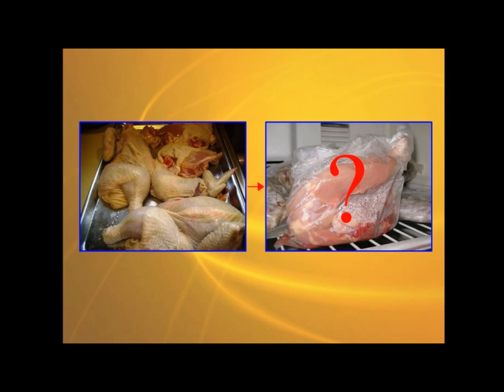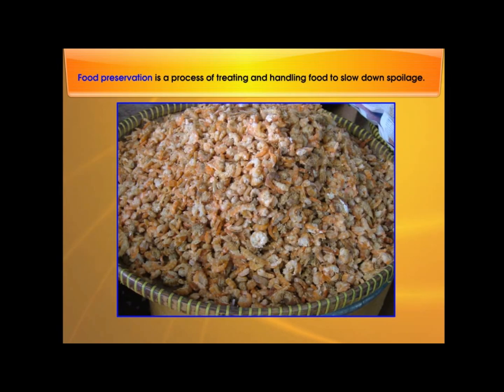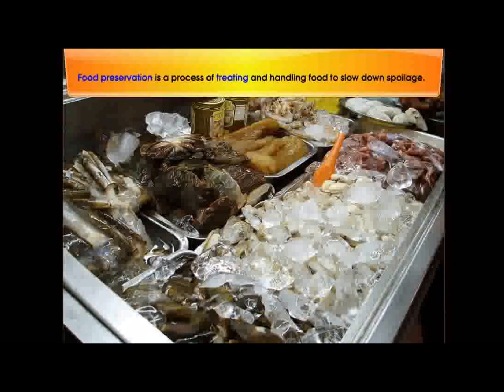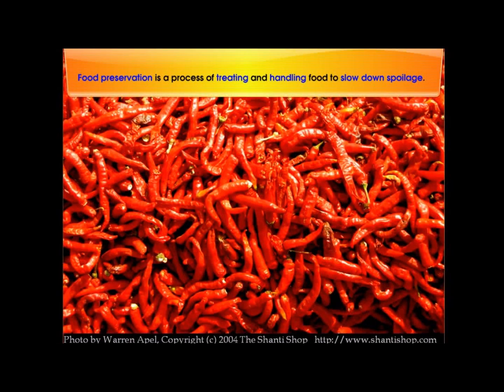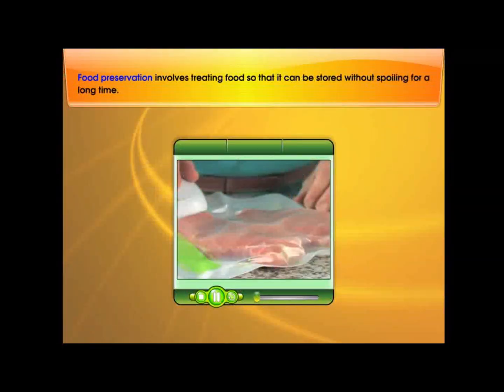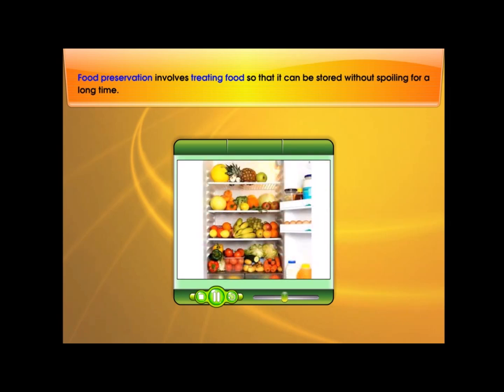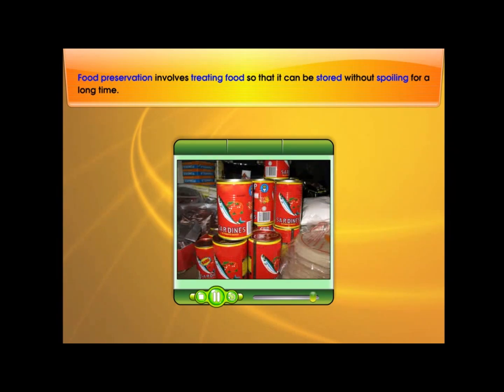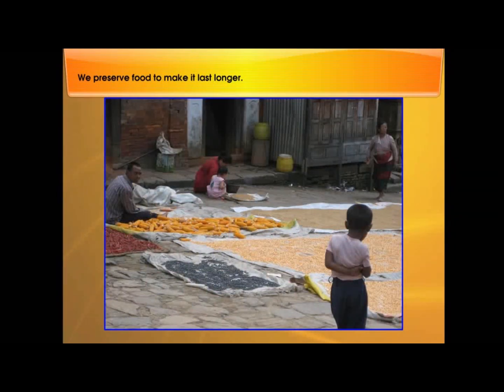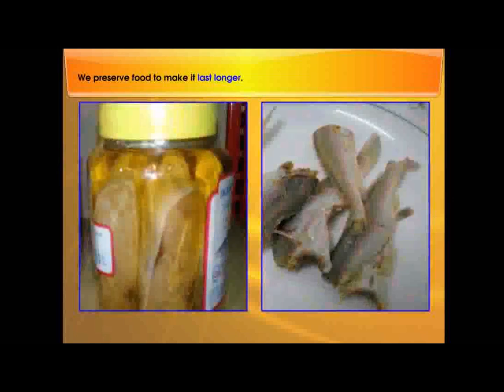What is food preservation? Food preservation is a process of treating and handling food to slow down spoilage. Food preservation involves treating food so that it can be stored without spoiling for a long time. We preserve food to make it last longer.